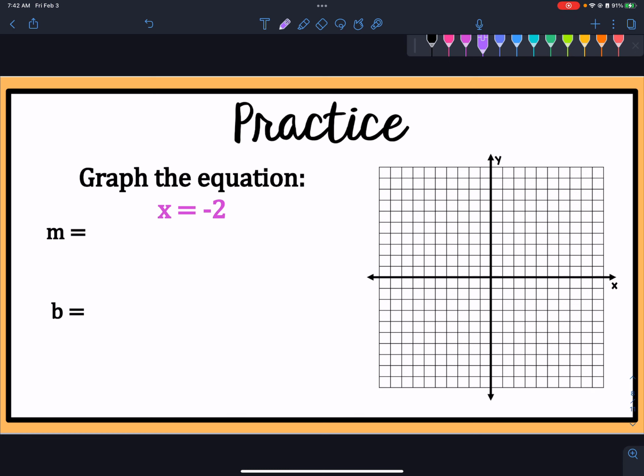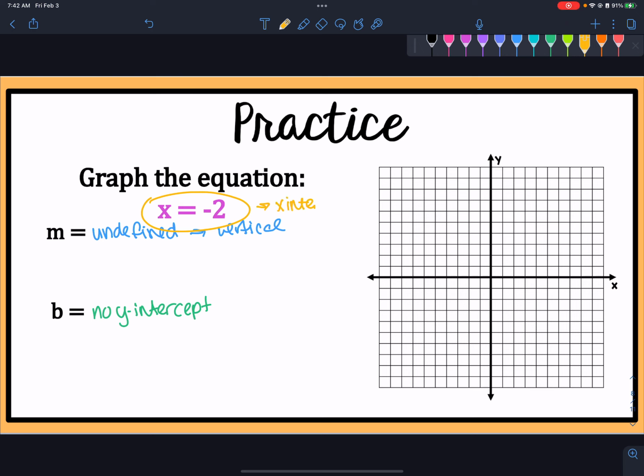Then we kind of get the same idea here. So now I have x = -2. So first of all, the slope here is undefined, okay? So undefined, if you remember, it tells us that this is a vertical line. But also, there is no b value because there is no y-intercept. Instead, what we're actually given is an x-intercept. So this is actually our x-intercept.